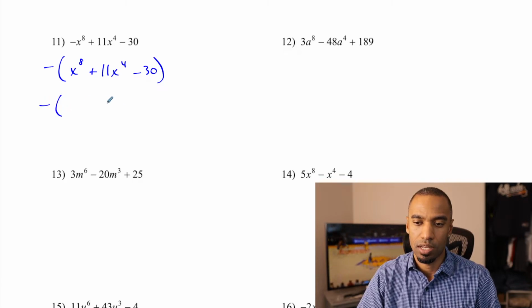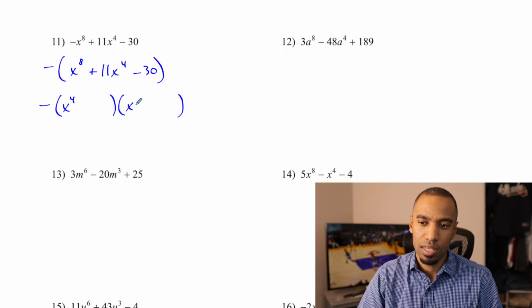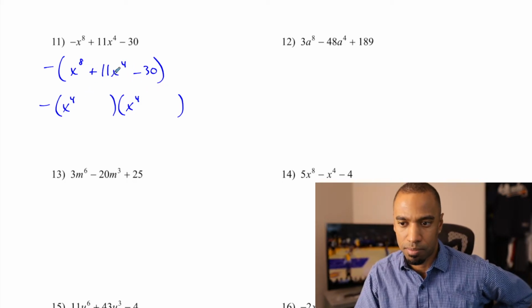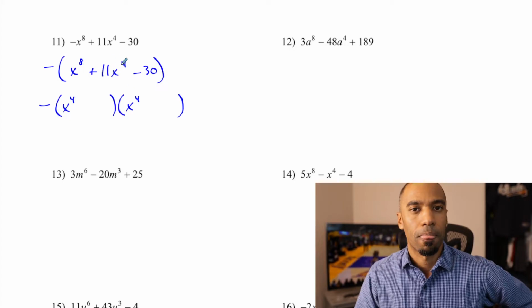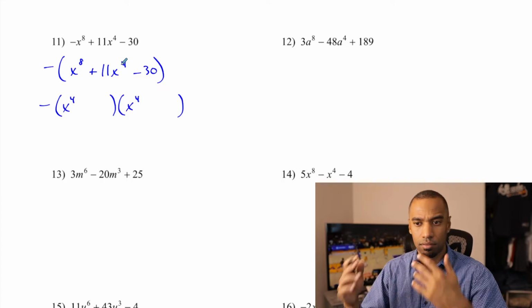So right here, as I continue to factor this, we need to figure out what two numbers multiply to make negative 30 and add to make 11. But I'm going to go ahead and stick the x to the fourths right now. I recognize that x to the fourth is what's going to happen here. X to the fourth times x to the fourth is x to the eighth. Combine an x to the fourth with an x to the fourth, you get an x to the fourth. I'm already taken care of there.